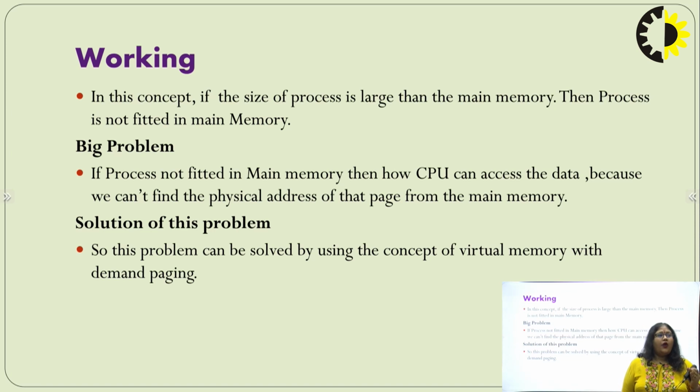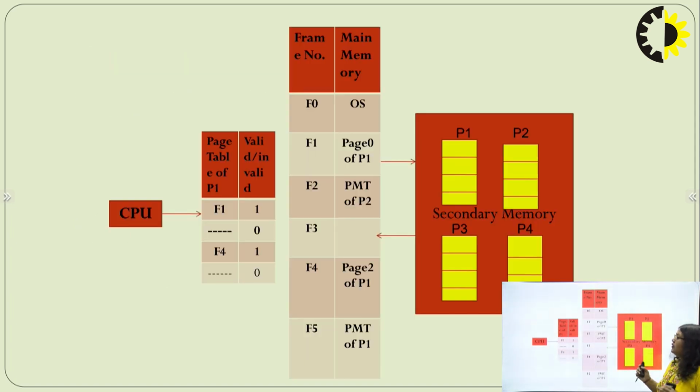Now, what is the biggest problem? The biggest problem is this: if the process does not fit into the main memory, then how can the CPU access the data, because we can't find the physical address of that particular page in the main memory? The solution is that we solve this problem by using the concept of virtual memory, because virtual memory follows the concept of demand paging. We can't load the complete program at a time, but we load pages into the main memory. Now this is the basic concept of how we save the page, that page you have to demand.